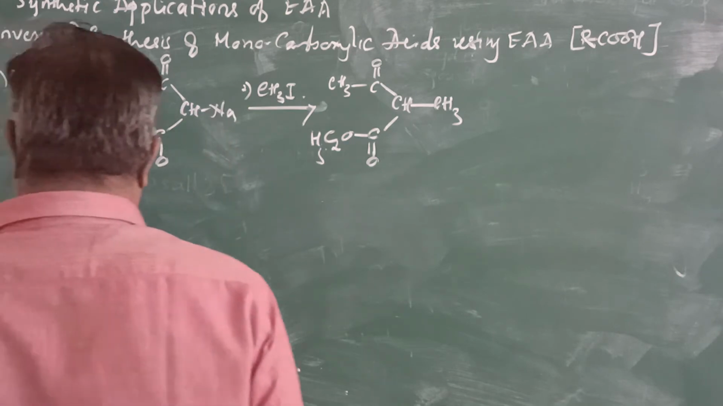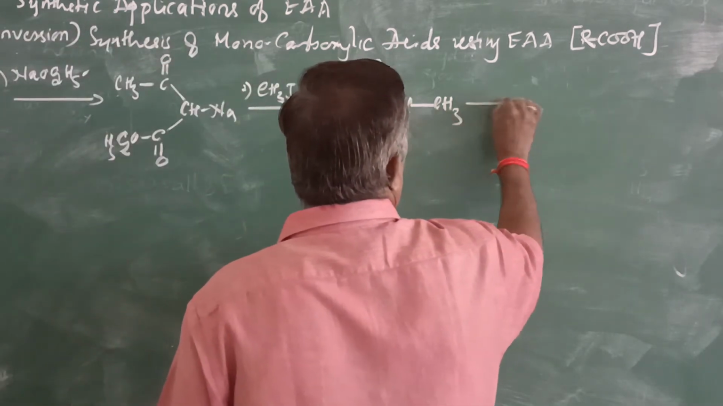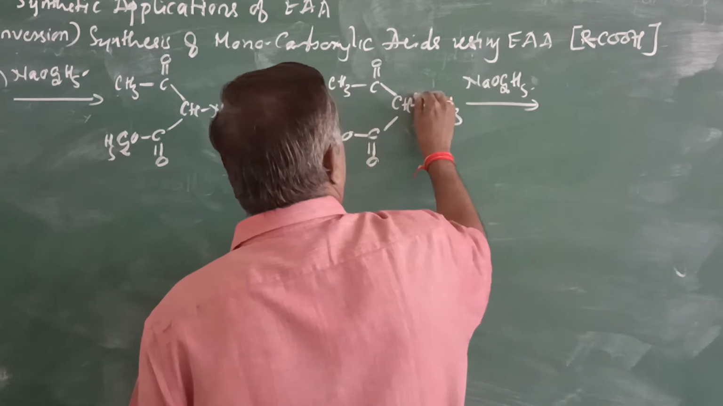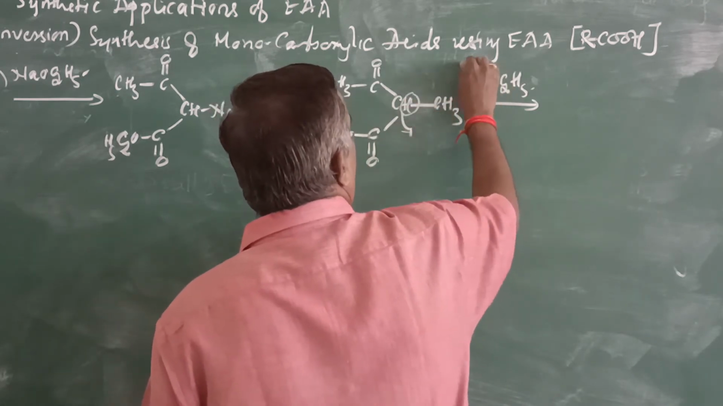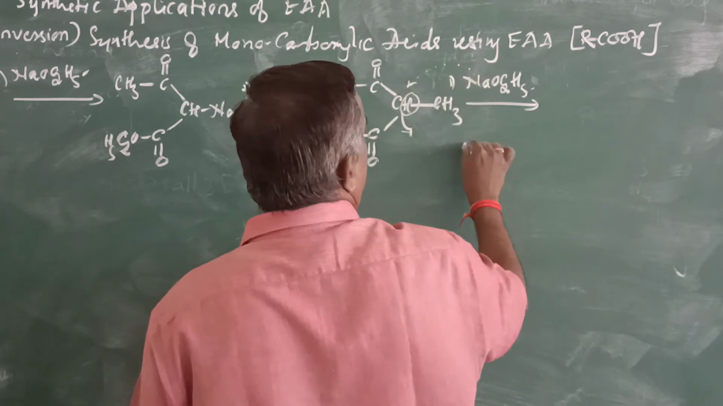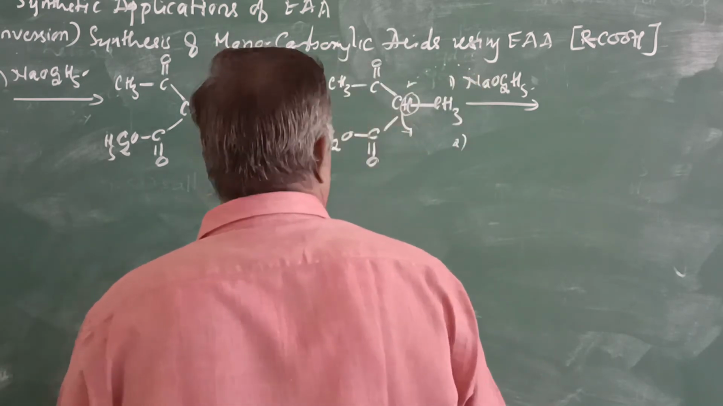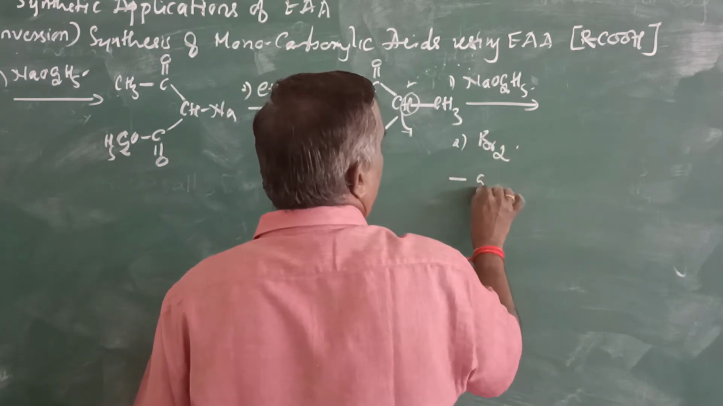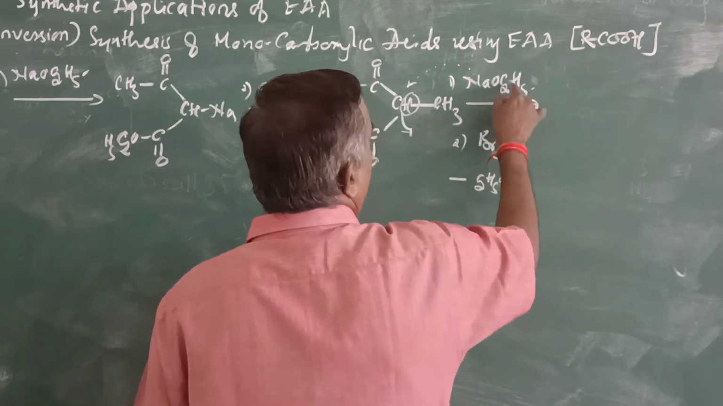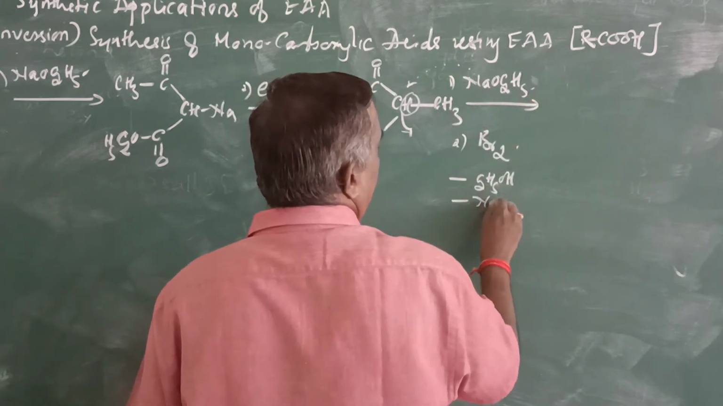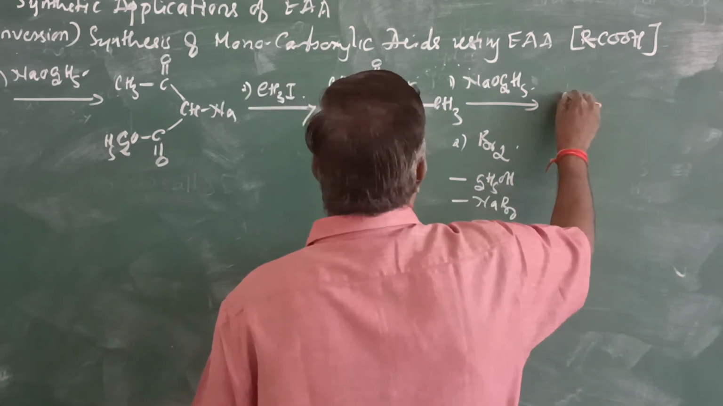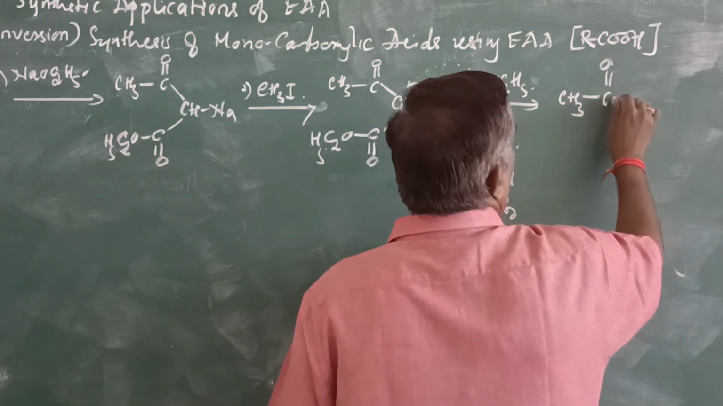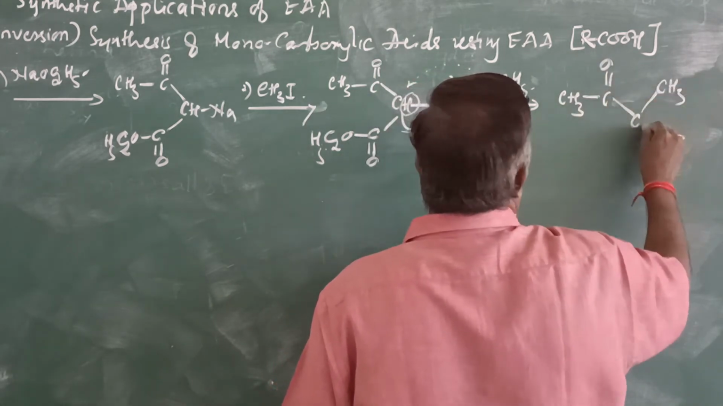Now similarly, when you do another reaction with sodium ethoxide, this hydrogen gets removed and sodium is substituted. That sodium compound is now allowed to react with liquid bromine. There is formation of C2H5OH, then minus NaBr. So we are getting CH3, C double bond O, with CH3 on this side.